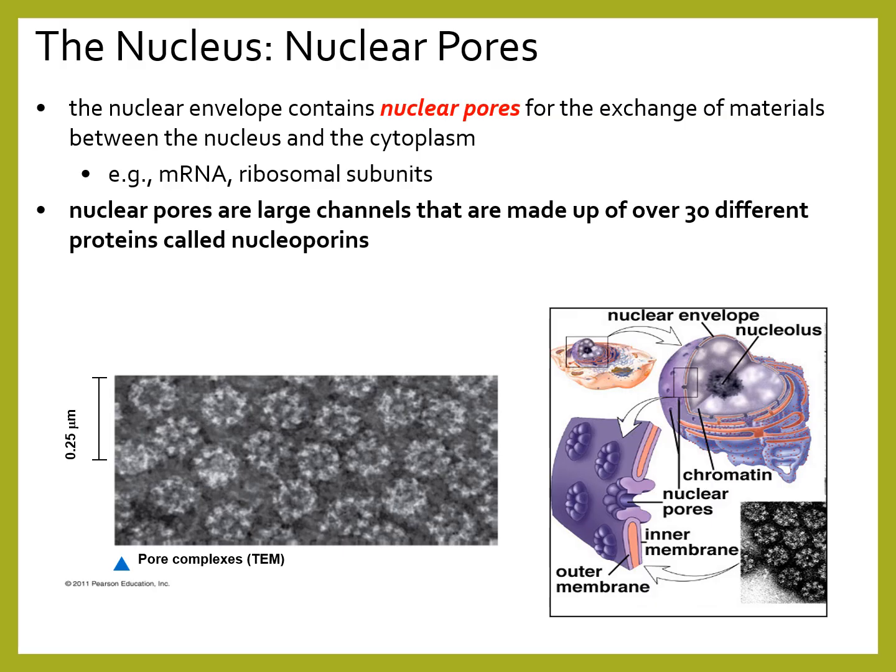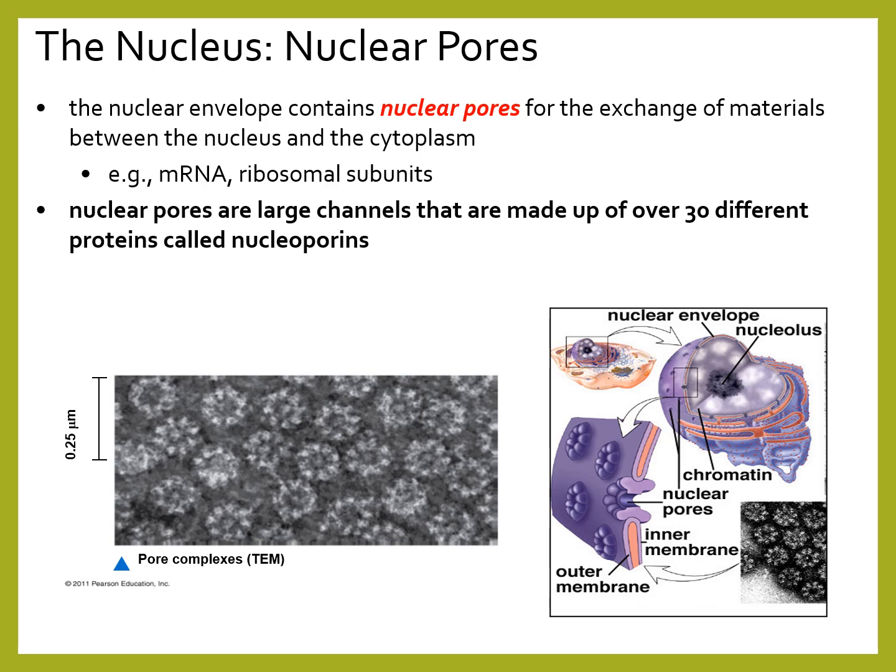So they are there so that things like mRNA, messenger RNA, can exit the nucleus and enter into the cytoplasm. Ribosomal subunits can exit the nucleus and move into the cytoplasm, and cytoplasmic materials like proteins can get imported into the nucleus. Nuclear pores are large channels. They are made up of over 30 different proteins. These proteins belong to a family called nucleoporins.